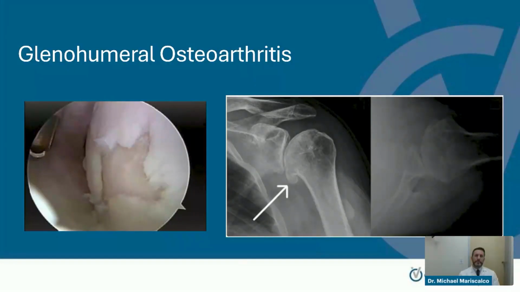And the topic involves glenohumeral osteoarthritis. These two pictures that we're looking at here on the left side of the screen is a picture of cartilage wear of the ball. And when cartilage breaks down, by definition, that is what osteoarthritis is. The picture on the right is an x-ray, actually two x-rays, a frontal view and a side view, that show what an arthritic shoulder joint looks like radiographically. Next slide.